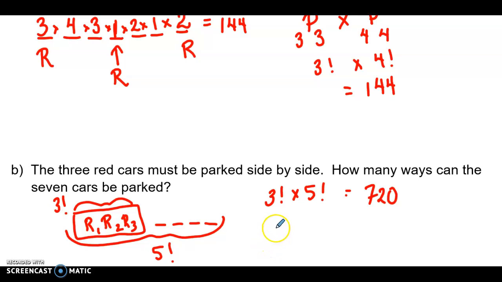Again, using permutation notation, this is like we are arranging our first 3 cars, arranging all 3 cars, 3P3, multiplied by, then we have 5 objects, so that one group of 3 plus 4 other cars, there are 5 objects, so 5P5, and again, that will still give us 720.